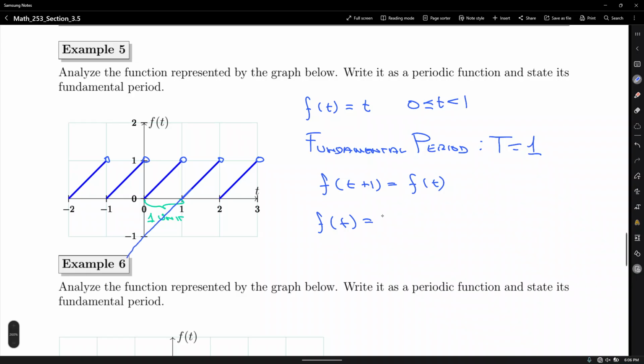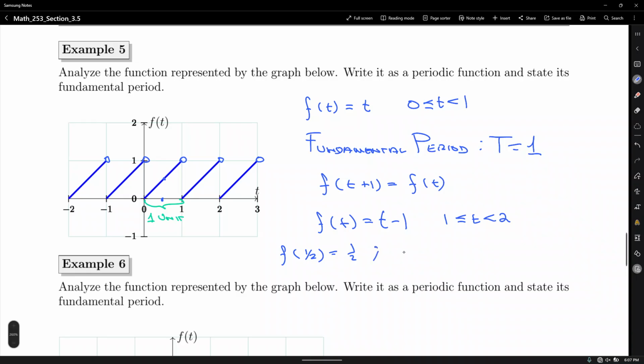Isn't that the function t minus 1? But in this case, it goes between 1 and 2. And well, what's the period? The fundamental period is still the same. I mean, evaluate: what is f of 1/2? Isn't that 1/2? All right. f of 1/2 equals 1/2.